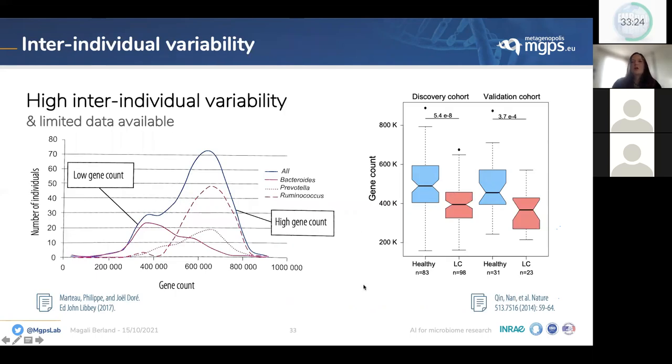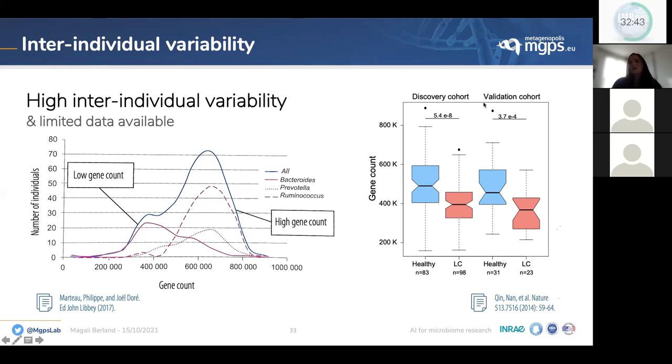The second challenge we have in microbiome data is the high inter-individual variability and currently limited data availability. I just take this example of high gene count and low gene count stratification of the population. This gene count richness is a good measure to distinguish, for example, healthy people from diseased people. Here you have this figure in the Qin et al. paper about liver cirrhosis. And you see that diseased people have much fewer genes than the healthy people.